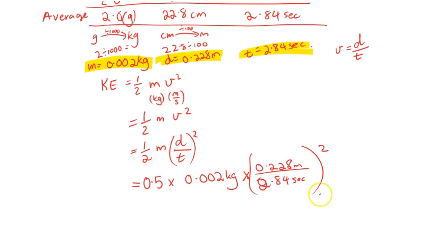It looks confusing to begin with, but all we've done is found our mass, our distance, and our time, and we've put them into this little equation here. So I'm going to get this and divide it, then square it. This number here becomes 0.080, and I'm going to have to square it, and I'm left with 0.0064. That's me squaring it. And I have to multiply that by 0.5 and 0.002.